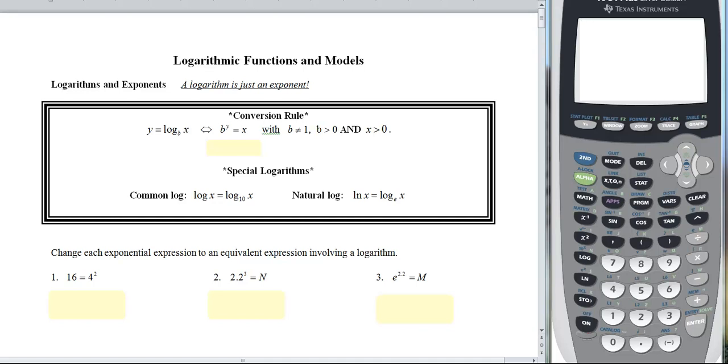Now we're going to look at logarithmic functions and models. Logarithms. Why should we have to worry about logarithms? Well, if you want to find the number of payments on a loan or how long it might take to reach a certain investment goal, maybe you want to measure the pH or acidity of a chemical solution. What about earthquakes? Earthquake intensity on the Richter scale.